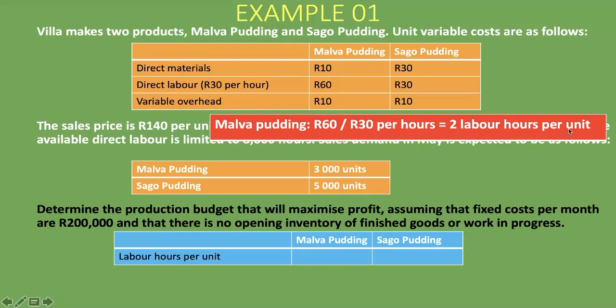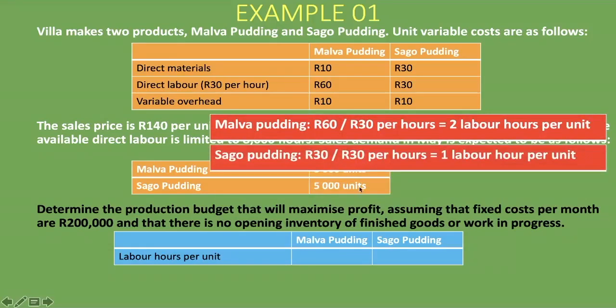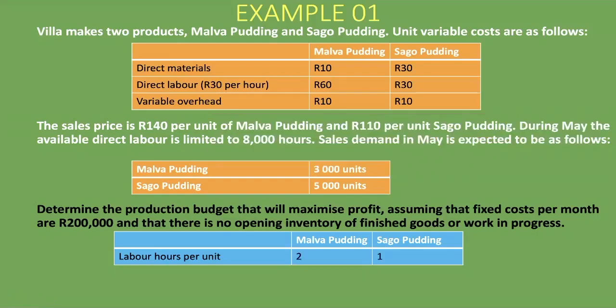That's for Malva pudding. And then for Sago pudding, we do the exact same thing. We take the 30 Rand that it needs for each unit, divided by the 30 Rand per hour of direct labor, and it gives us 1 labor hour per unit. Okay, so now we know that Malva pudding needs 2 hours for each unit, and Sago pudding needs 1 hour for each unit. Now we need to see the sales demand. The sales demand for Malva pudding is 3,000 units, and the sales demand for Sago pudding is 5,000 units.